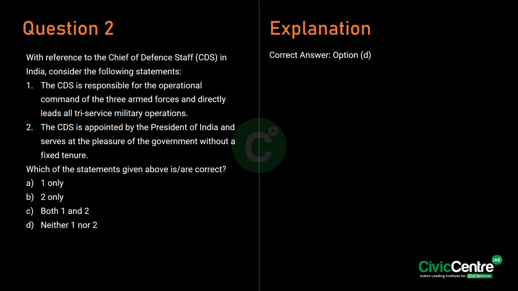Now moving on to the second question. It's a two-statement question which is related to the Chief of Defence Staff. Now the Chief of Defence Staff post was established in the year 2019 to enhance joint military planning, tri-service coordination and theatre command development. Significantly, the CDS serves as a permanent chairman of the Chiefs of Staff Committee and heads the Department of Military Affairs within the Ministry of Defence. However, the CDS does not exercise direct operational command over the Army, Navy or Air Force, which remains with the respective service chiefs. Hence, the first statement is wrong.